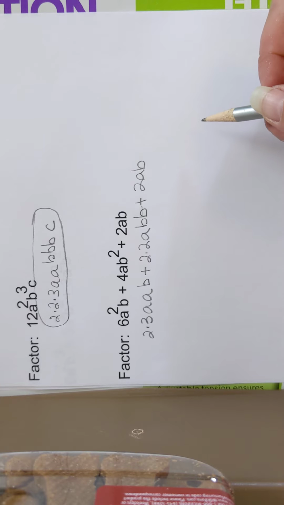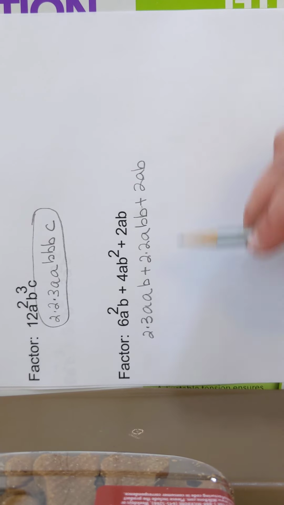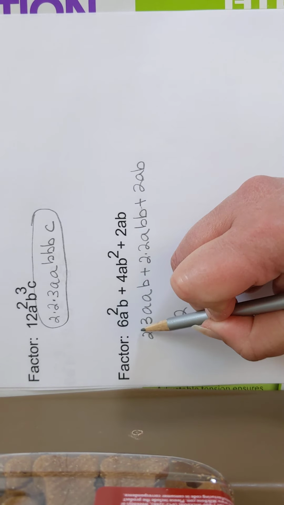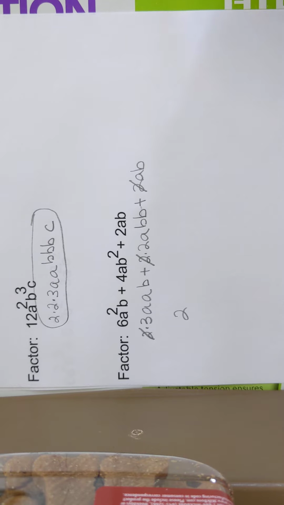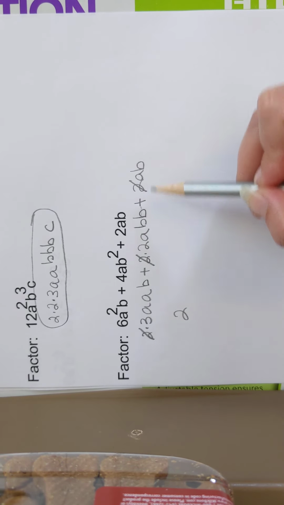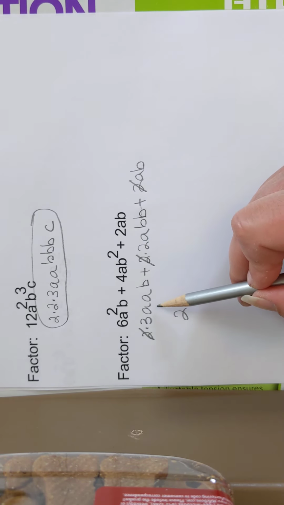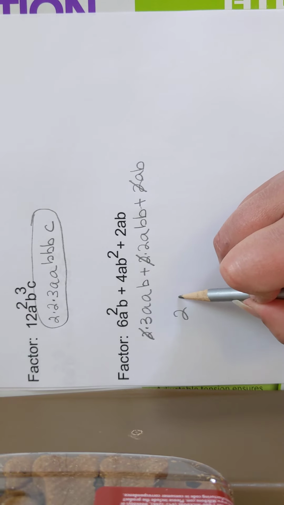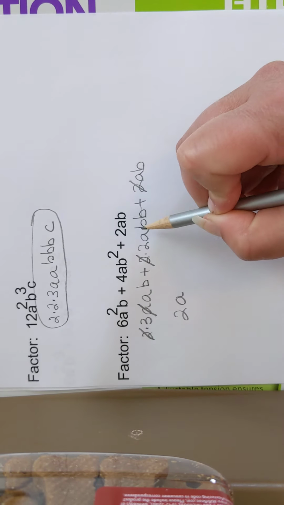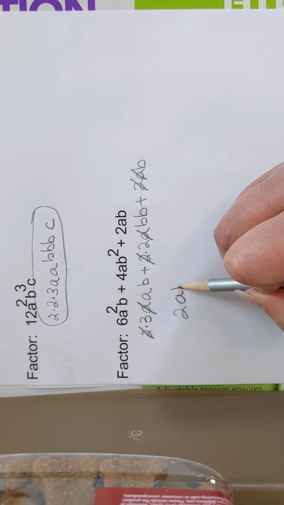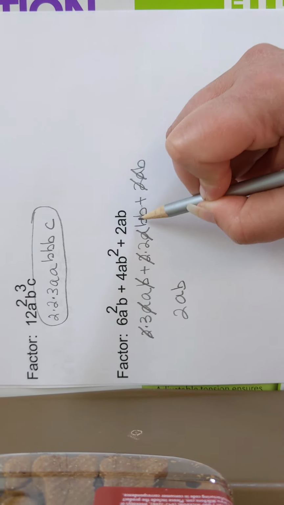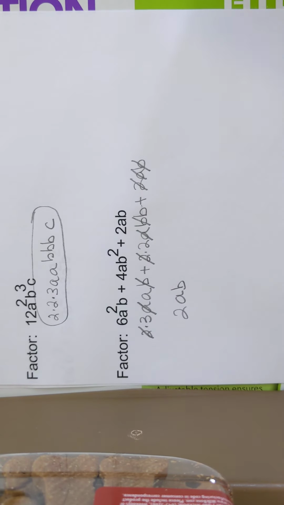Okay, let's see what they have in common. This has to be common to all of them. So I can see they all have a 2. Cross that off in each one of them. No other numbers are found in all 3 of them. So let's look at letters. They do all have an a. Cross that off in each term. And they do all have a b. Cross that off in each term.